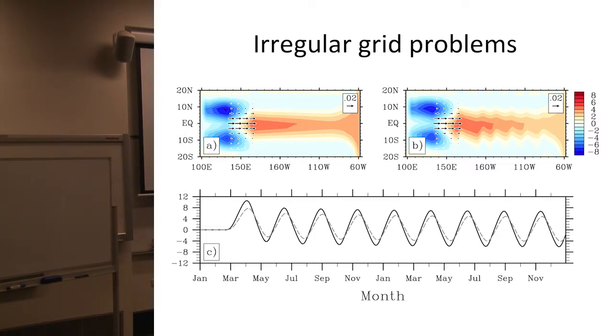And the black line, both lines actually, are the average anomalies in a box over here in the eastern equatorial Pacific. So it's how much of this signal actually makes it to the equatorial Pacific. The solid black line is for the normal grid, dashed gray is for the irregular grid. So you can see the amplitude of the irregular grid is reduced by about 30%. And you can also see it's shifting in time, about 2 weeks out.